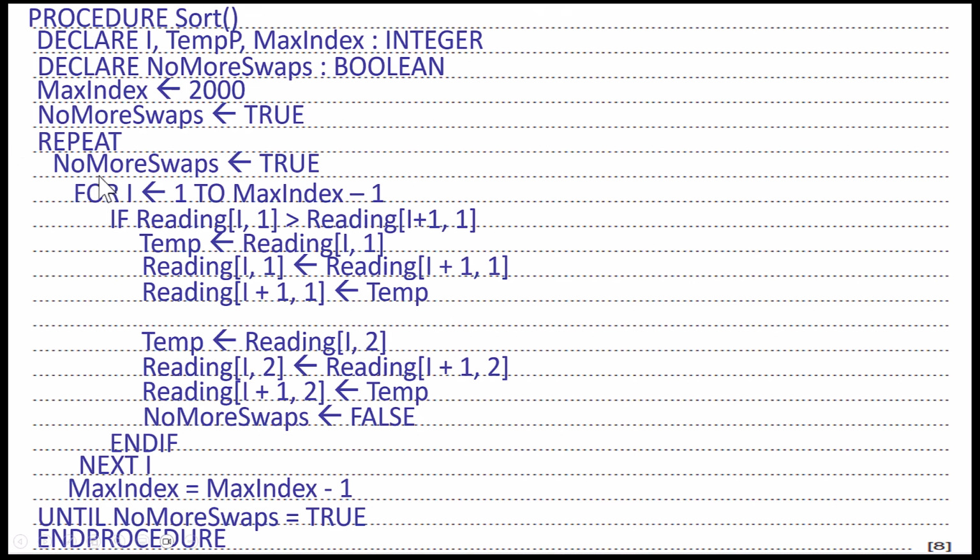Make sure you set no more swaps equal true inside the loop and not outside. You can do it outside and inside. I did it in both, but you really want to do it inside the loop. You may be saying, well, if no more swaps equals false here, you're resetting it to true. Not true, not until this for loop is completely done. So your no more swaps goes inside the outer loop, but not inside the for loop.